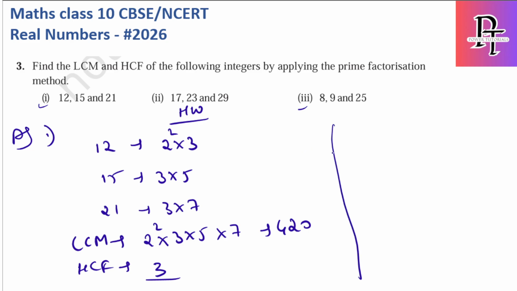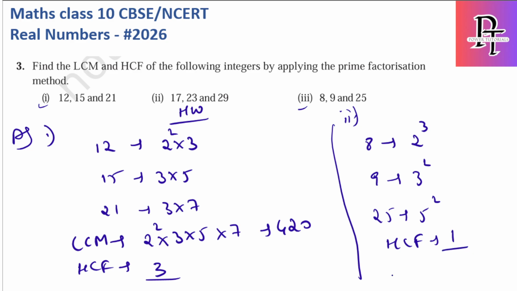Okay, let's solve for third one. 8, I can write it as 2 into 2 into 2, so it is 2 cube. 9 is 3 square, and 25 is 5 square. So HCF is easy here. We don't have anything as common. So simply HCF is 1. Okay. And we have LCM. Answer is easy. It is 2 cube, 3 square, 5 square.